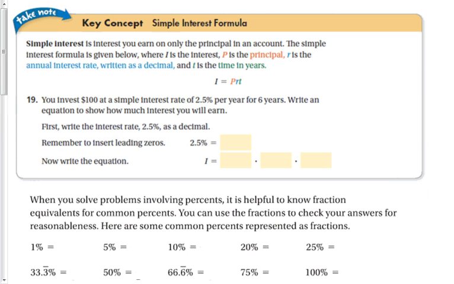All right, here's a key concept, simple interest. I is the interest, P is the principal, R is the annual interest rate written as a decimal, and T is time in years. Then the interest is equal to the principal times the rate times the time. And when you do the rate here, you have to change it to a decimal. The way you do that, 2.5% means 2.5 divided by 100, which is 0.025. So to do this problem, we're going to do 100 times the rate, which is 0.025, times the time, which is 6 years. So that would be the calculation we do there.